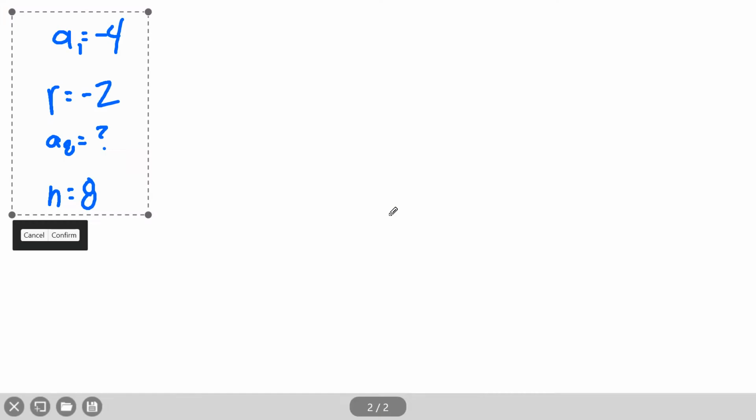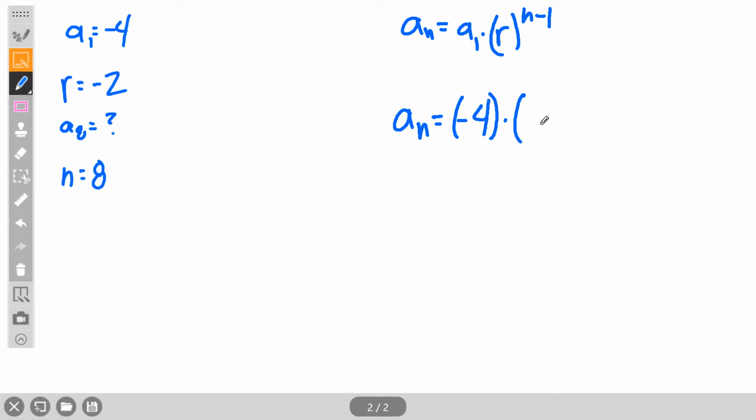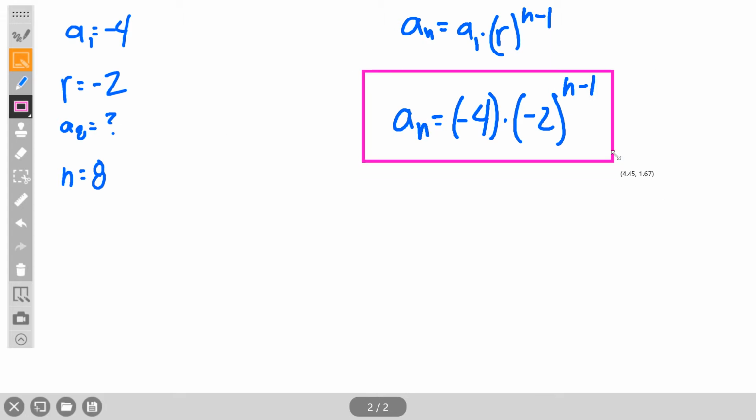As always, we start by writing the formula for this sequence. The formula: an equals a1 times r to the n minus 1. To write the formula, we replace a1 and r. So we have an is equal to a1, which is -4, times r, which is -2, to the n minus 1. This is the formula for the sequence. You can use this formula to find any term in the sequence. I want to use this to find the 8th term.